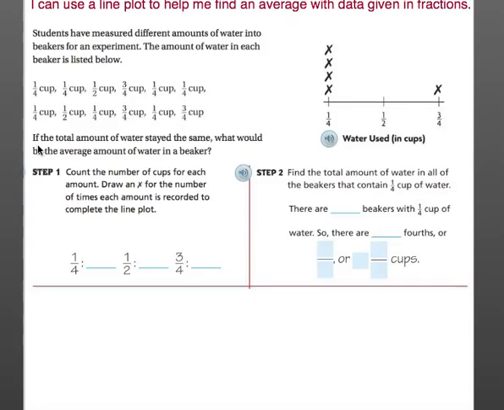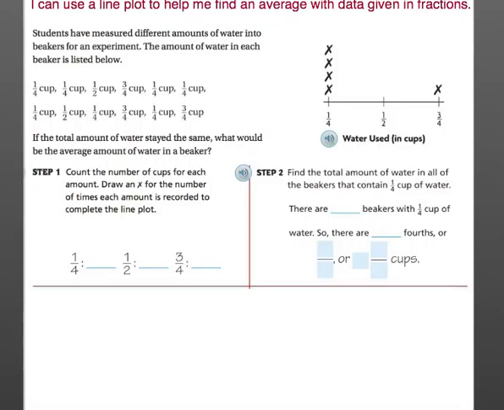So here's the second part to my question. If the total amount of water stayed the same, what would be the average amount of water in a beaker? So this is the question that I'm trying to answer. It's asking me that if the water was the same for all of these beakers, if I made the same amount of water in all the beakers, what would be the average amount of water in these beakers? So we're also going to need to know how to find the average.